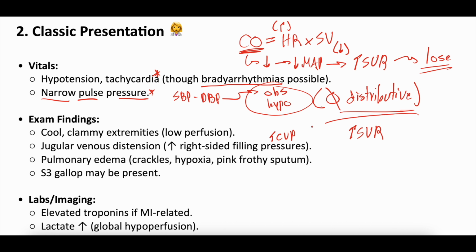It can't pump it out as fast. Because of that venous congestion, you get signs of fluid overload, pulmonary edema, right? Lower extremity edema, anasarca, all that good stuff. And then if you're auscultating, S3 gallop may be present.